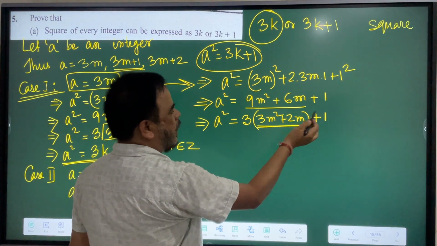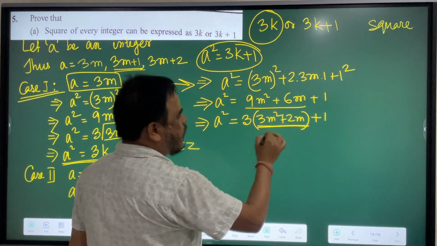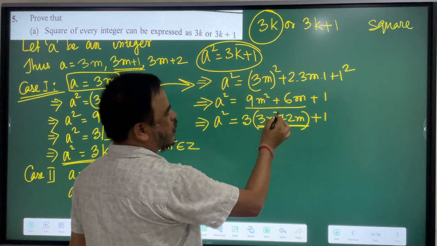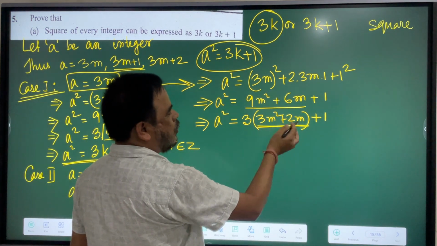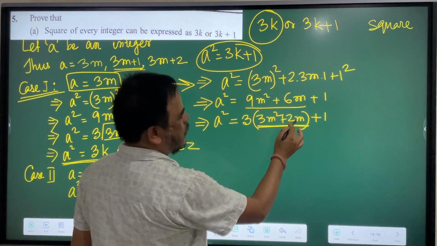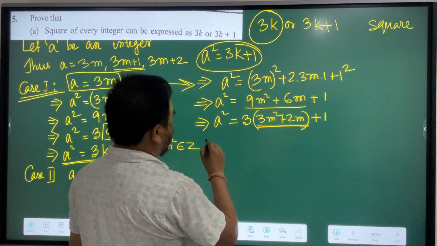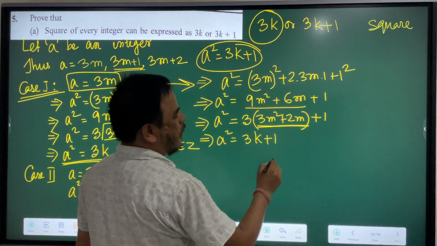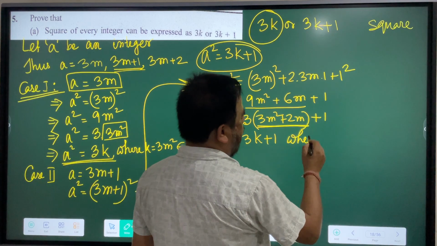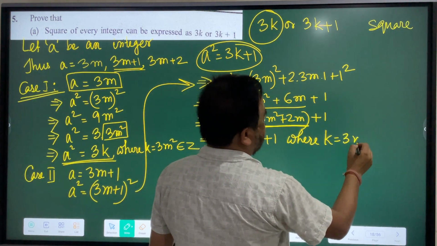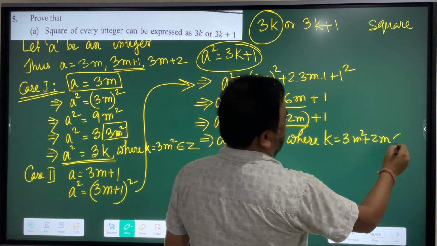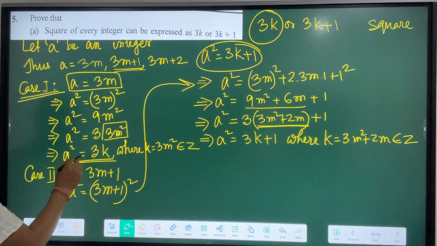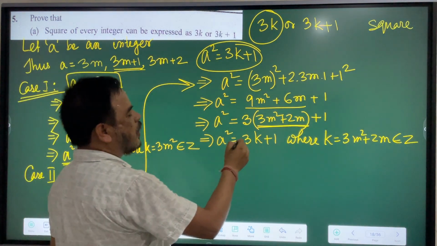So 3k plus 1, because this is an integer: 3m square is an integer, 2m is an integer, and the addition of integers is always an integer only. So a square is equal to 3k plus 1, where k equals 3m square plus 2m belongs to Z. So here we have shown a square equals 3k plus 1.